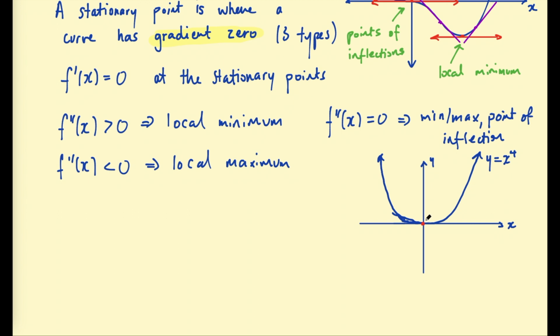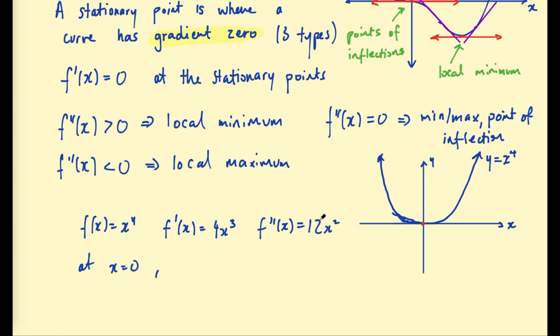So what's happening at that minimum? Well, if you look at the second derivative at that point, which we can actually do, let's go ahead and find the first and second derivatives of this function. So f of x equals x to the 4. The first derivative using the power rule is 4x cubed, and the second derivative is 12x squared. So at x equals 0, what values do we get here? Well, they're all 0, right? So f dash of 0 is 0, and the second derivative, f dash dash of 0, is 0.